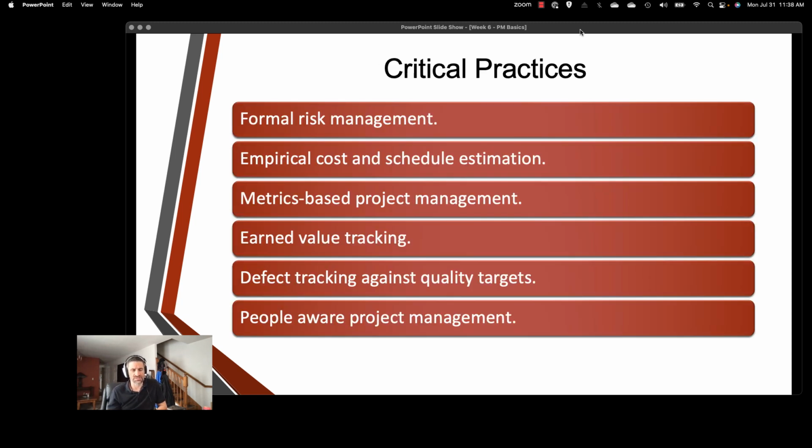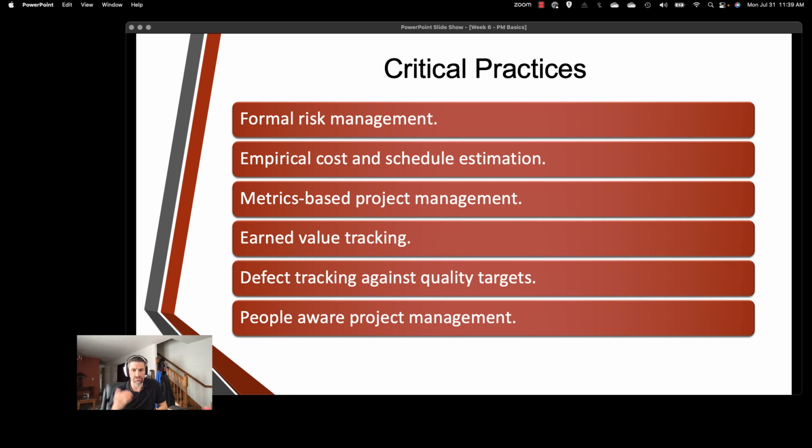Finally, let's take a look at some of these critical practices for project management. We need to have some sort of formal risk management to proactively identify, analyze, and manage risks throughout the project life cycle. We're going to look at a whole chapter on project management later. There needs to be an empirical cost and schedule estimation where we use historical data and iterative techniques to make realistic cost and schedule estimates based on experience and feedback. This is what we're going to be doing in the next chapter on project tracking and scheduling.